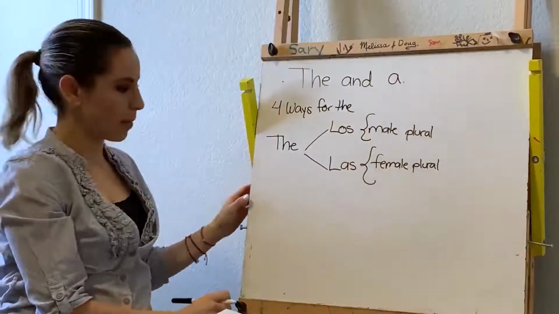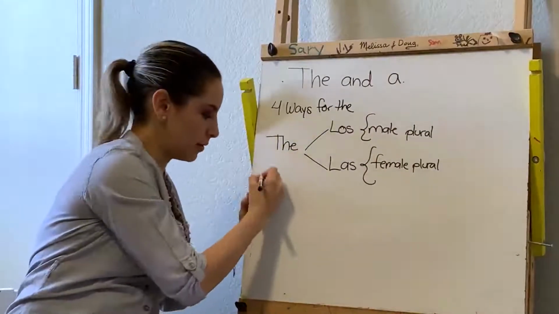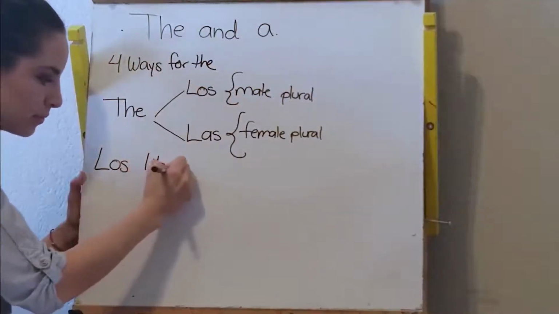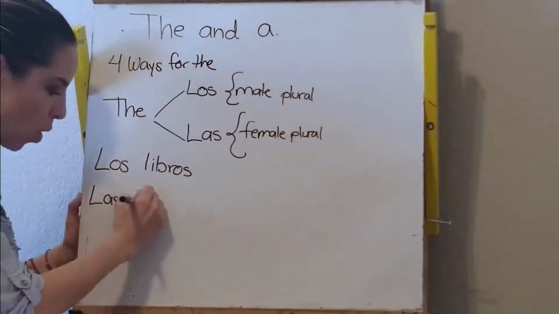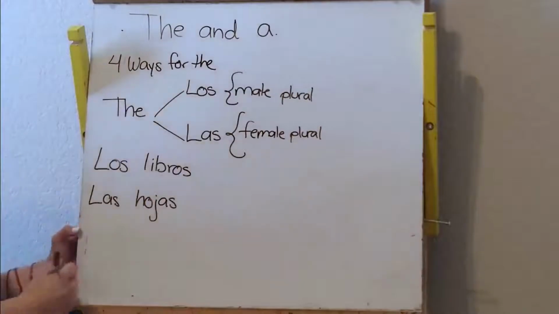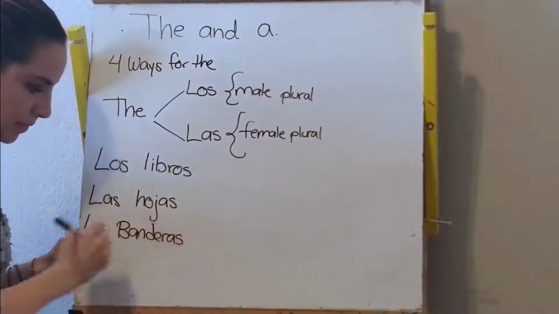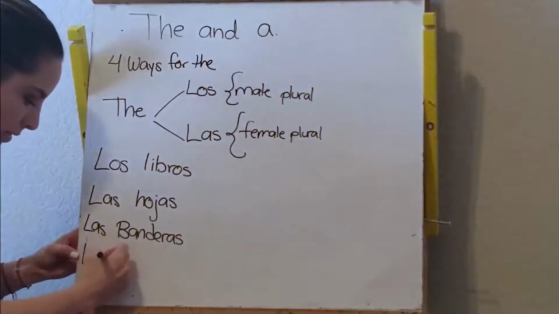Okay, I'm going to give you some examples. Books, the books, libros, male, los libros. Hojas, leaves, las hojas. Banderas, las banderas, flags. Okay, we have computer, computadora, las computadoras.